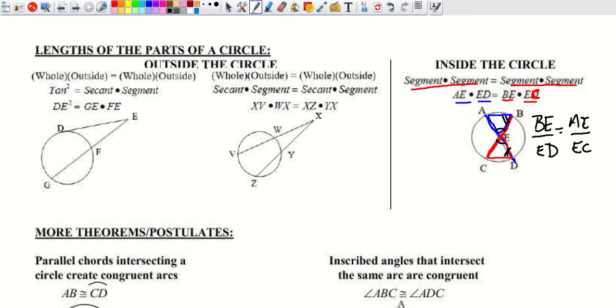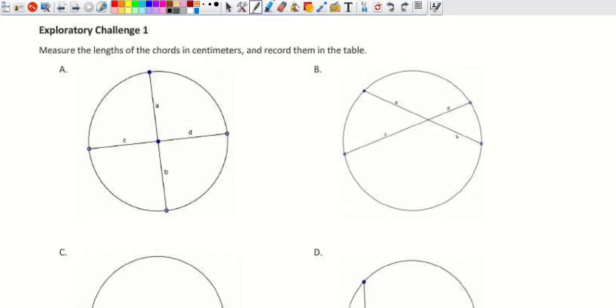And then when I cross multiply, notice that I get BE times EC, which is the first segment, equals AE times ED, which is the second segment. So this formula, segment times segment, is a shortcut version of doing similar triangles with the ratios here. All right, so let's do that question real quick. So here we go. In the first one, we can see the 2 parts of the chords.